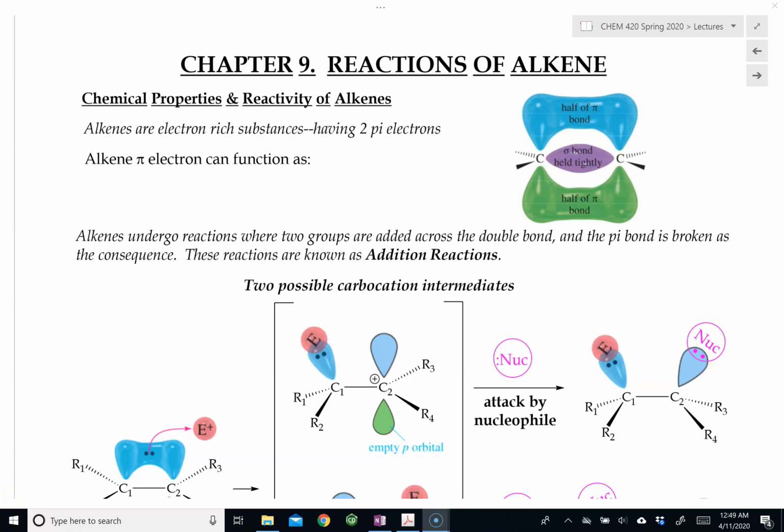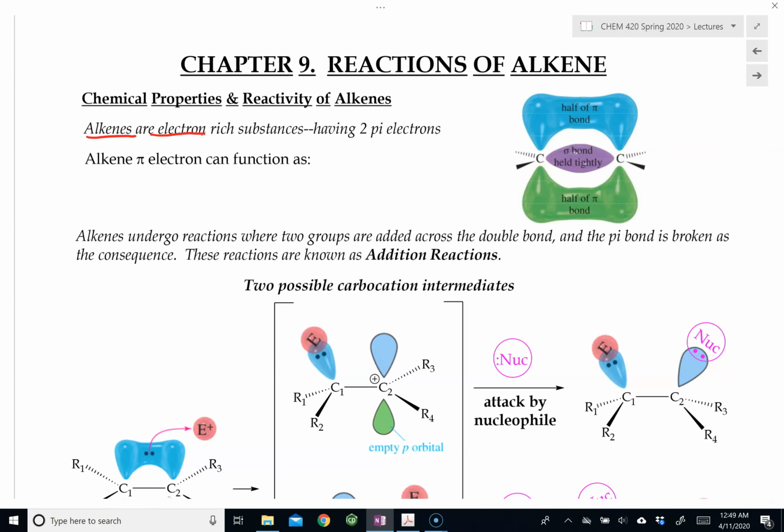In this lecture video, we will be discussing reactions of alkenes. And before we get going, let's discuss the chemical properties and the reactivities of the alkene's functional group first. So we see that alkenes are electron rich. And because they're electron rich, they like to donate electrons in chemical reactions.